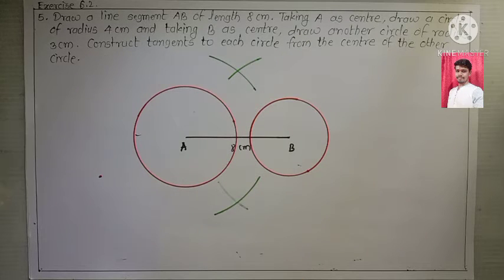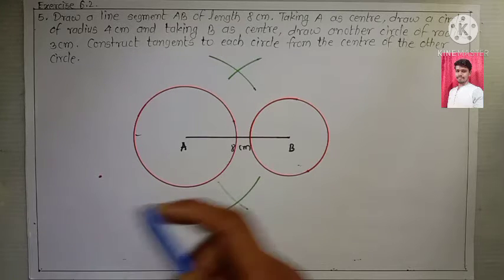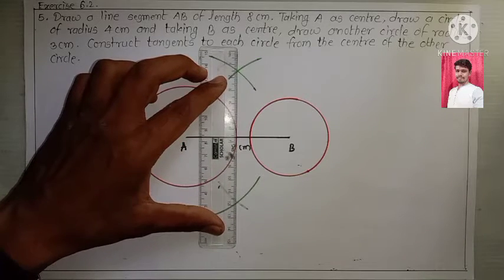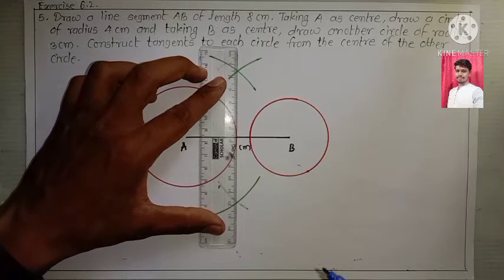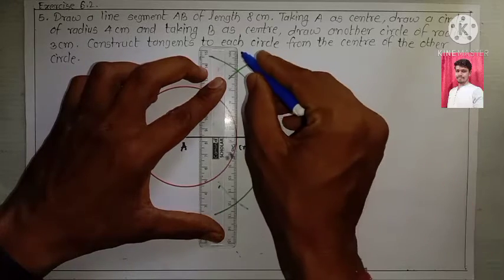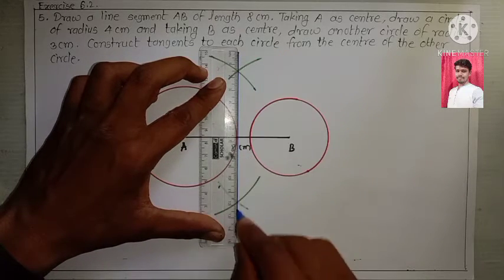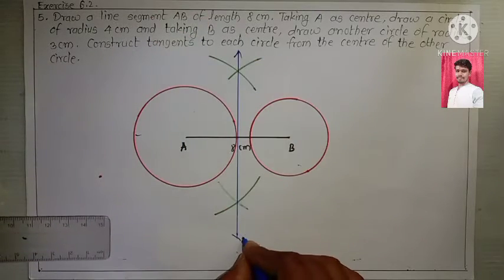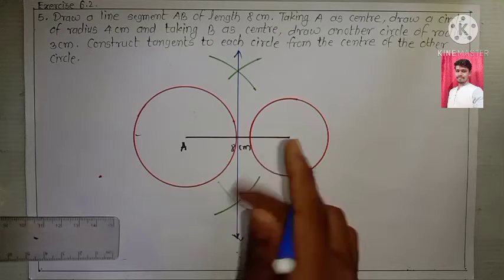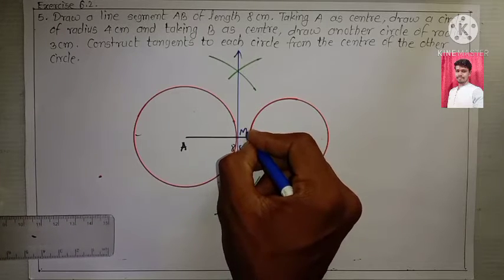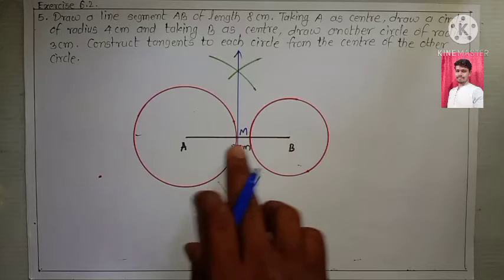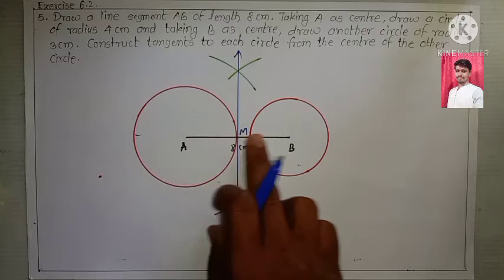In step 5, what do we do? Draw one straight line which passes through these intersecting arcs. So by using this scale we now draw one straight line through the intersecting arcs. The point where this line intersects AB, we name M, which is the midpoint of AB. It means this M divides AB into two equal parts, so AM is equal to MB.